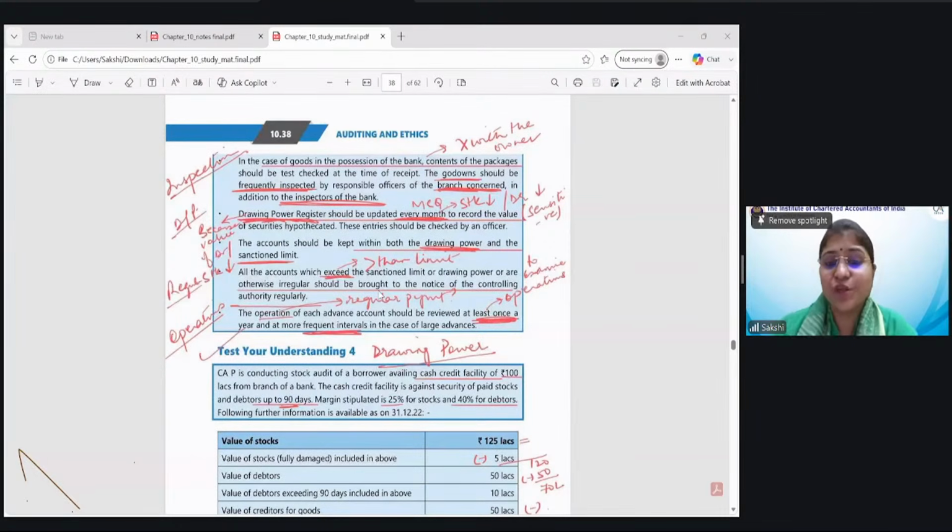The operations of each advance account should be reviewed at least once a year and at more frequent intervals in case of large advances. This is what we had discussed: account operations are reviewed once a year and drawing power is reviewed monthly. Will you remember this? Operation reviewed at least once a year and drawing power reviewed monthly.